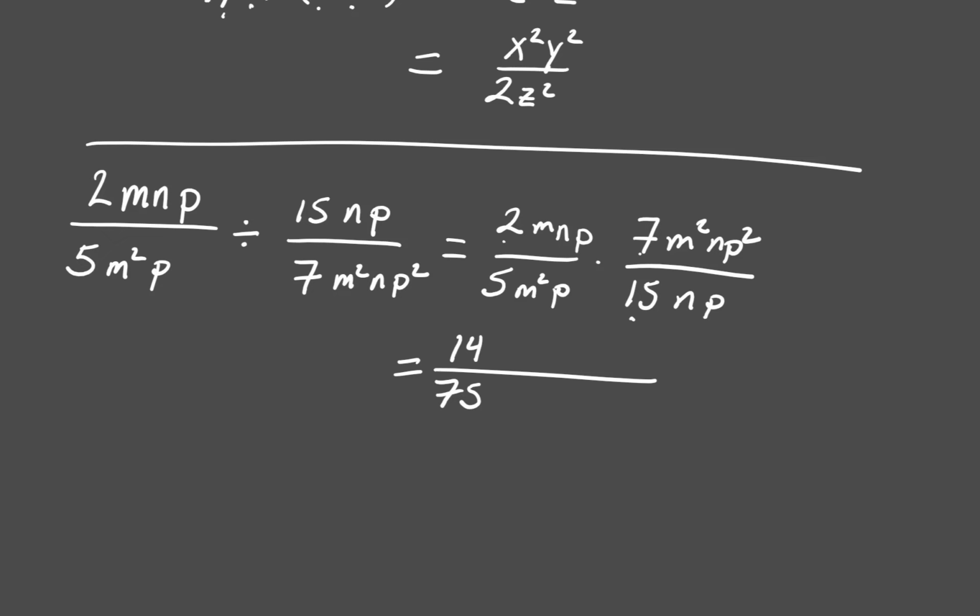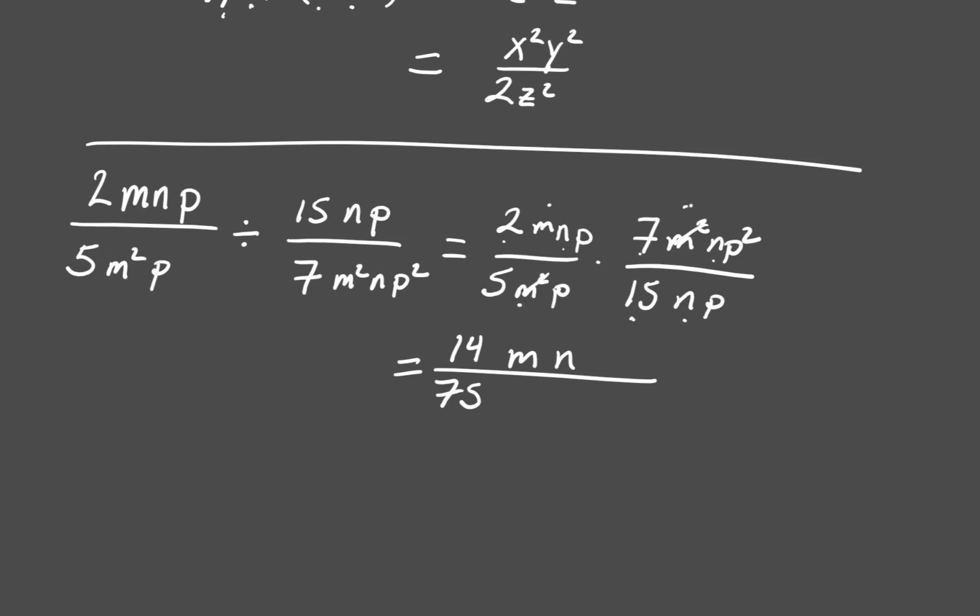Okay, let's see how many m's we have. I've got 1 there and 2 there, so there's 3 m's on top and there's 2 m's on the bottom, so one of them is going to be left on the top, right? Those two cancel, I'm left with one m on top. Counting n's, I've got two n's on top and one on the bottom, which leaves me with one on top.